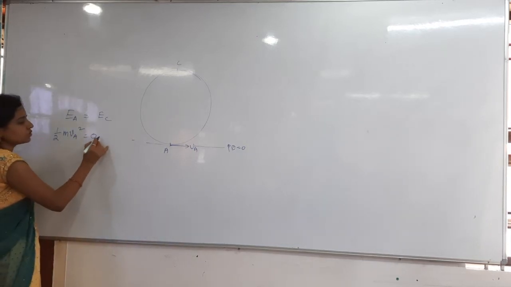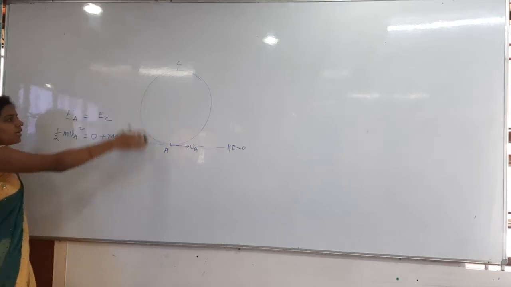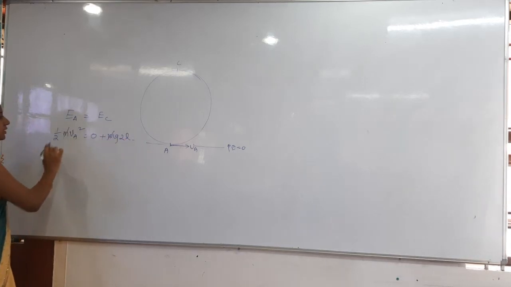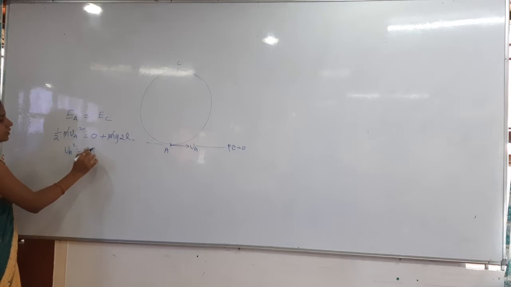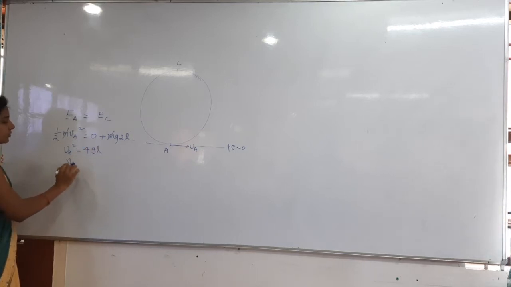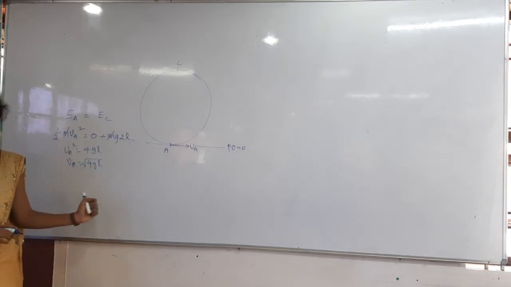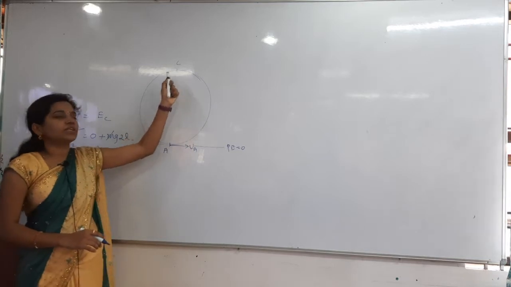So what you have to take there? Kinetic energy is how much? 0. Potential energy is how much? mg into, what is the total height here? 2L or 2R, anything is correct. m gets cancelled here. Then VA square is equal to 4GL. VA is equal to root 4GL. So root 4GL is the velocity by which it will just be able to reach the point C.